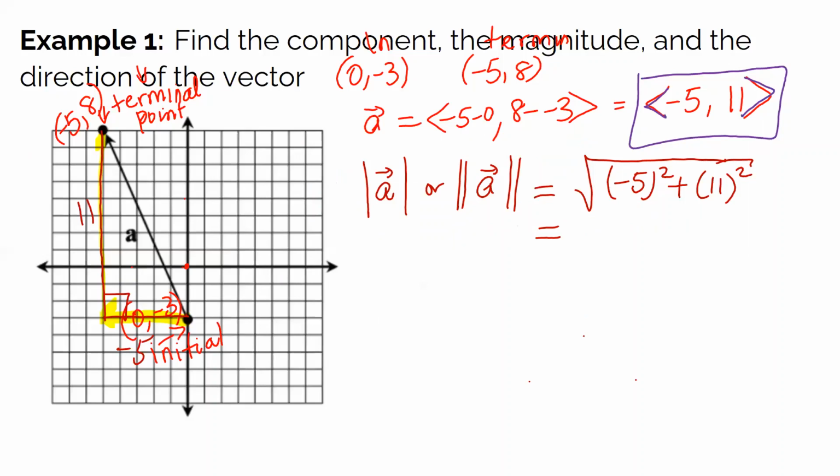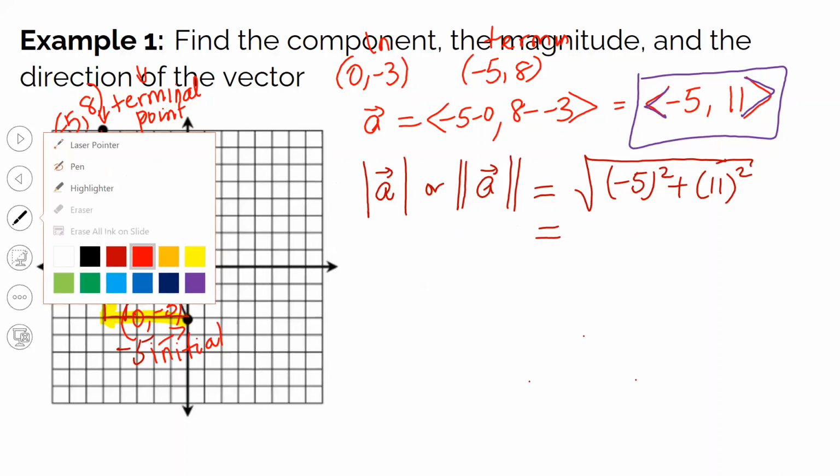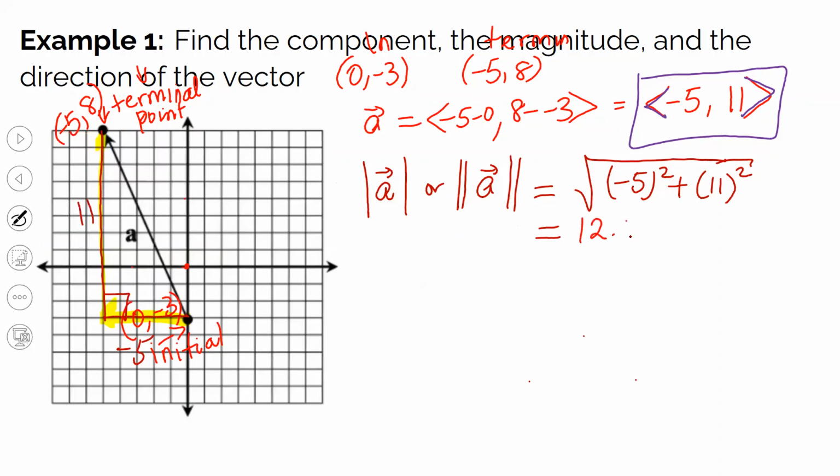So our vector, the magnitude will be 12.08, and that will be the answer in this case. Then we are now asked to find the direction. The direction of the vector is the angle that the vector is making with the positive x direction, that is with the horizontal axis, since we normally measure a vector from the positive direction.